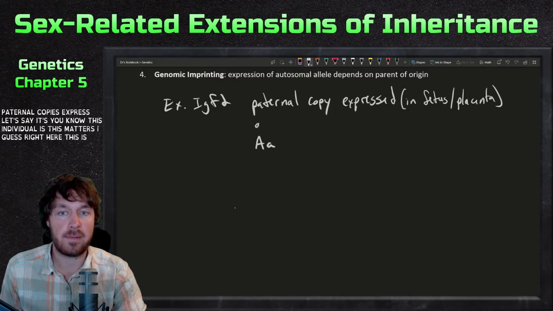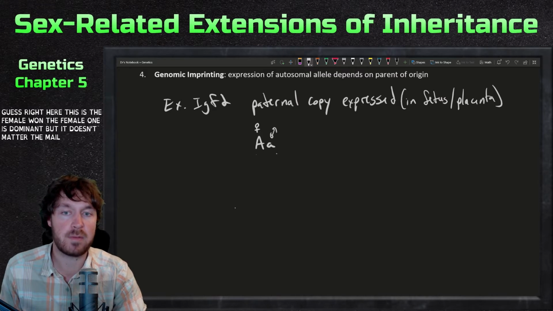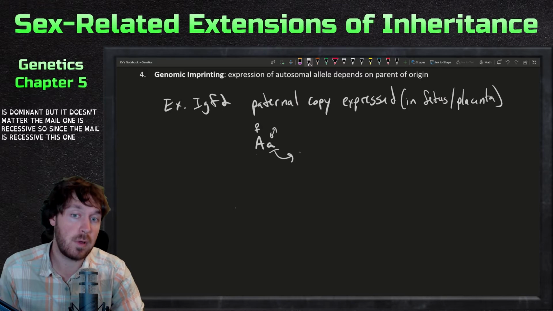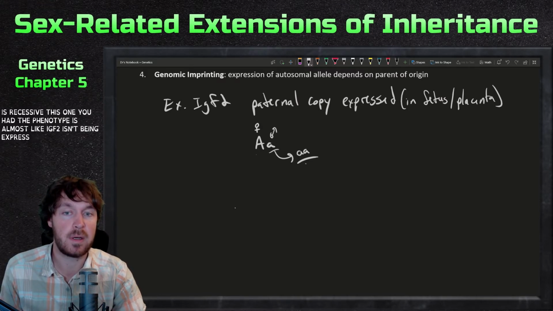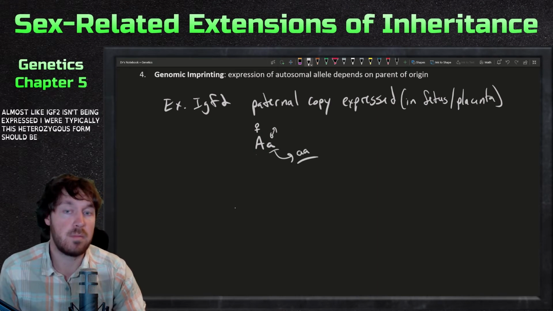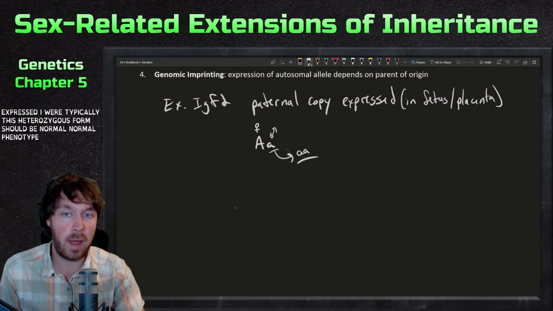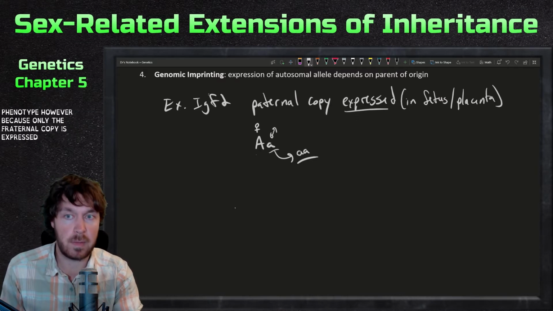So if only the paternal copy is expressed, let's say this individual is this heterozygous right here. This is the female one. The female one is dominant, but it doesn't matter. The male one is recessive. So since the male is recessive, the phenotype is almost like IGF-2 isn't being expressed, whereas typically this heterozygous form should be a normal phenotype. However, because only the paternal copy is expressed, it's related to this.